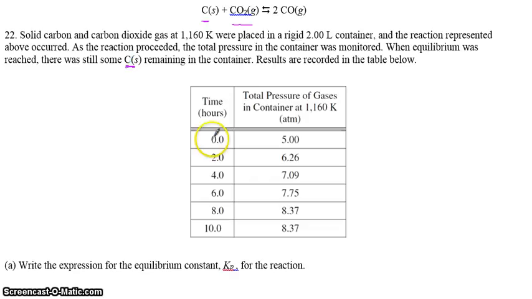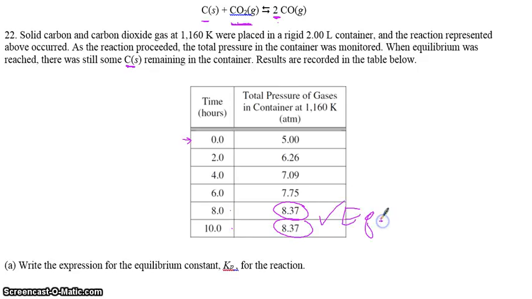Results are recorded. Notice at the beginning we have 5 atmospheres of pressure, and this pressure is due solely to the CO2. We have no CO at the beginning. Now as the reaction proceeds, the total pressure increases, which means we're losing some of the reactant and gaining some of the products. Because we have twice as many moles of products as reactants, our pressure slowly goes up. Notice the numbers have become constant at 8 and 10 hours, which means we have reached equilibrium.